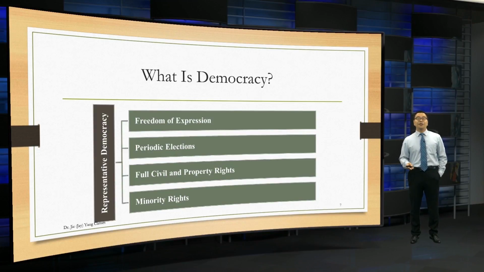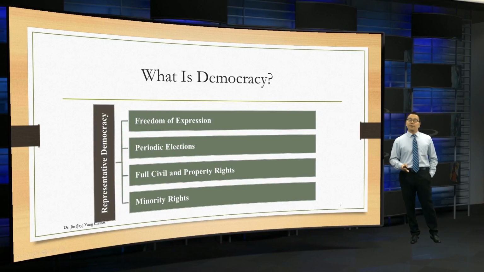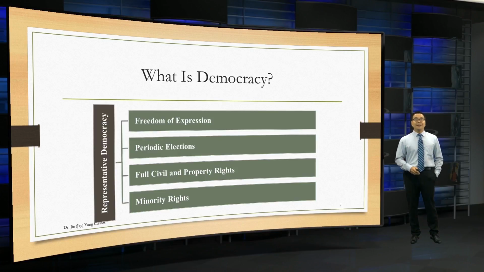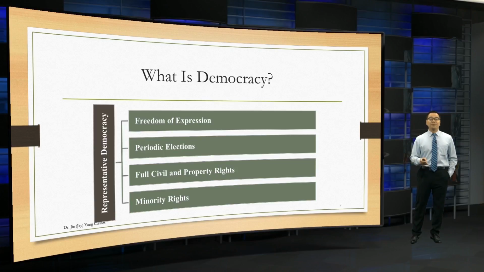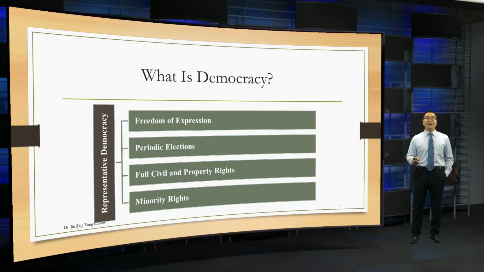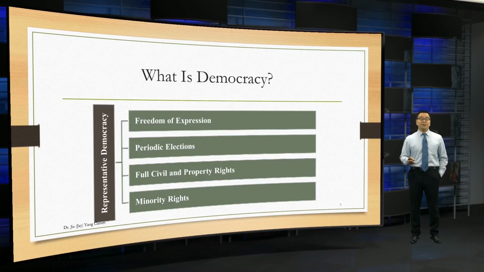Here are four major features of democracy. First, freedom of expression. This is a constitutional right in most democracies. Freedom of expression ideally grants the right to voice opinions freely and without fear of punishment. The second feature of democracy is the periodic election. Each elected representative serves for only a limited period of time. It's not a permanent position. In the US, the longest period to serve as the president is 8 years.